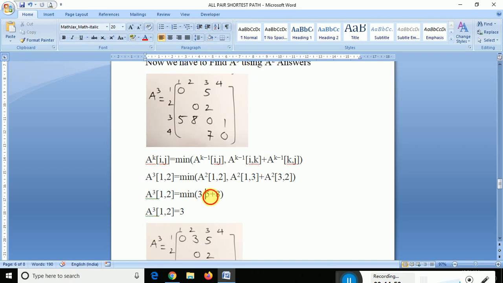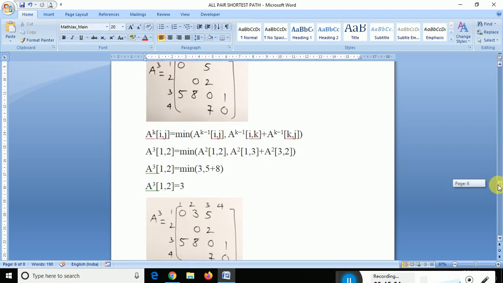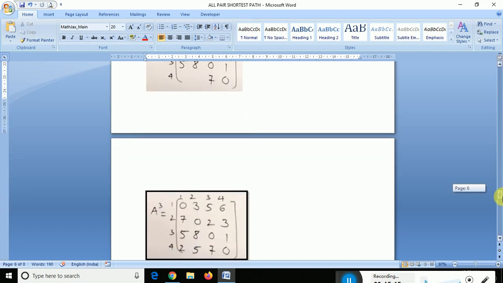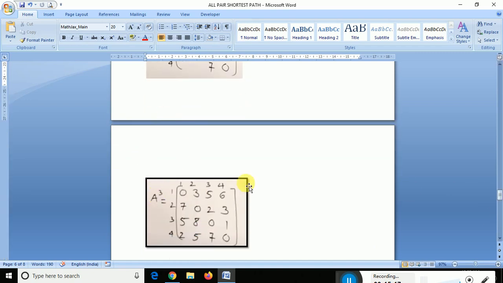So 8 plus 5 will be 13. It will be bigger than 3. So what I have done, minimum value I have kept 3 and I have updated here, that is first row second column value is 3. Next we have to find first row fourth column. So after we solve that all, we'll get the answer this one.